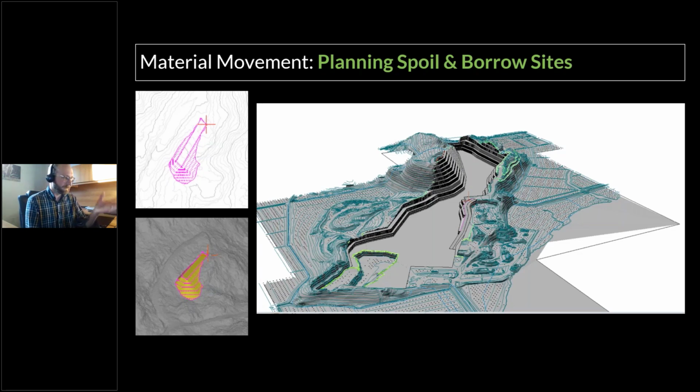So here I'm going to show a really simple spoil design where we're going to take into account volumes and take into account spatially, but I won't get into designing drainage and stuff like that, but you absolutely can if you'd like. And then borrow sites similarly, you can deal with a bunch of complexity.